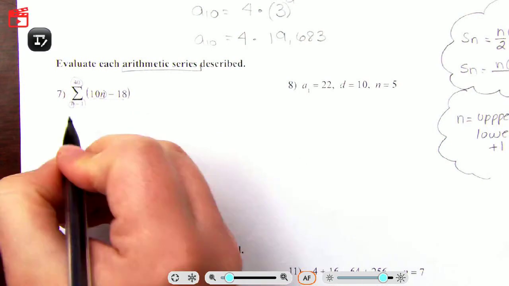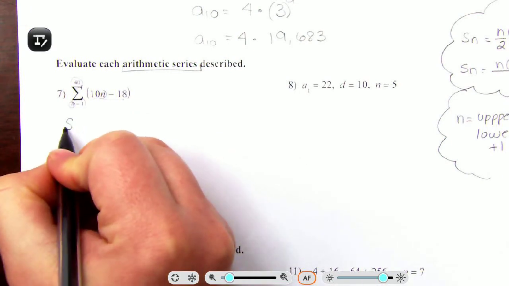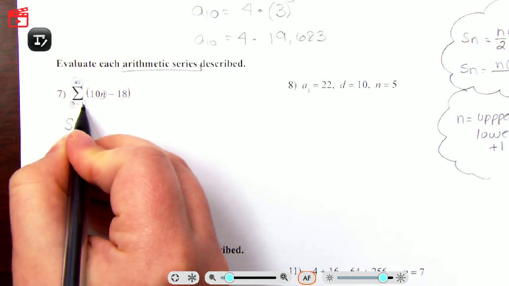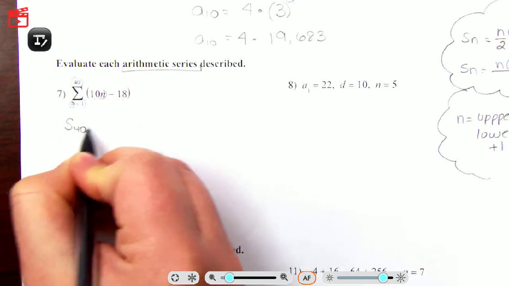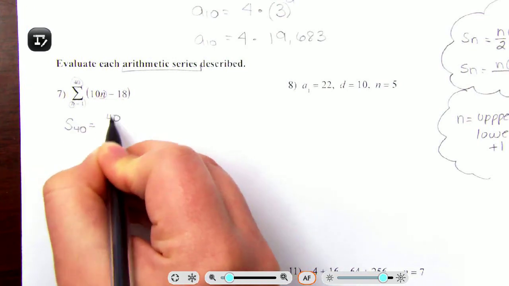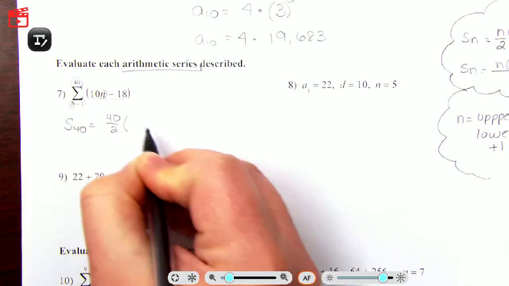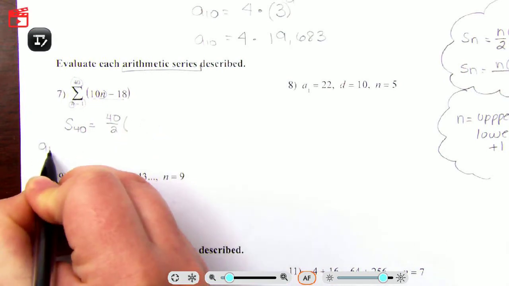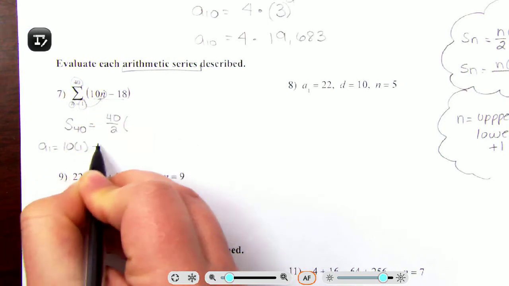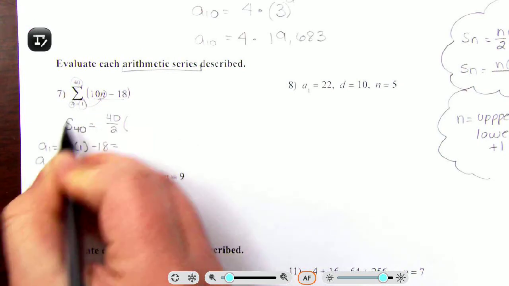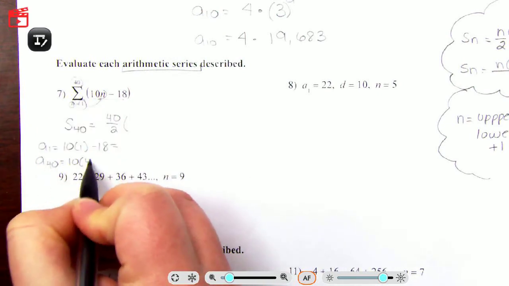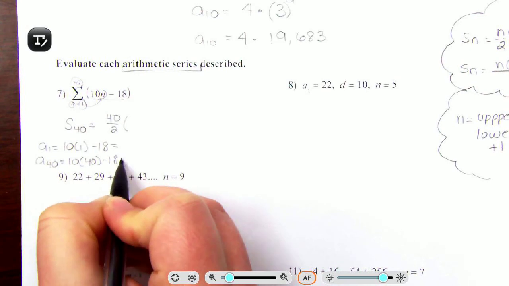All right, so let's do this. S sub n, so let's find n. N is 40 minus 1 plus 1, so it's still 40. And that's equal to, we know that n is 40 divided by 2 times a sub 1. So how do we find a sub 1? Well, you take this right here, plug it in. So 10 times 1 minus 18. And how do we find a sub n? We know what n is. N is 40. So we take 40 and plug it in and find our two values that we need.